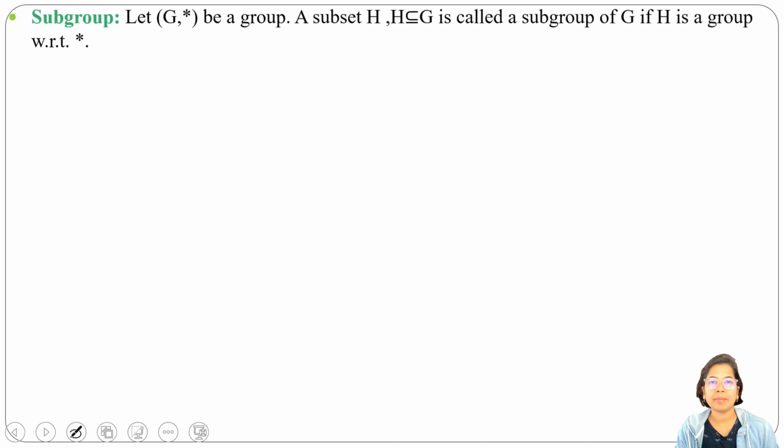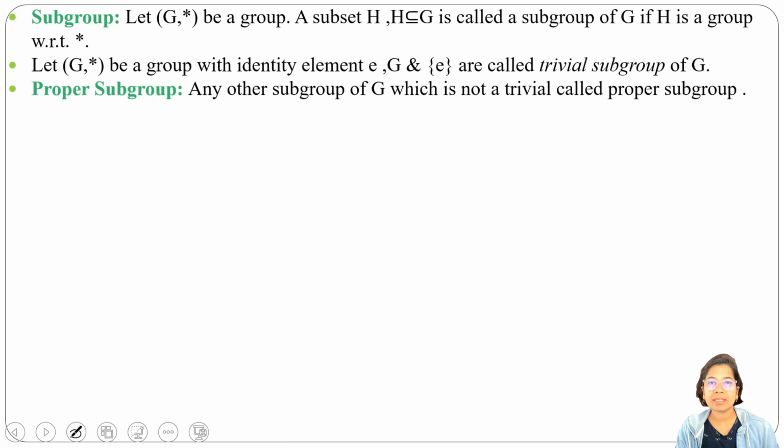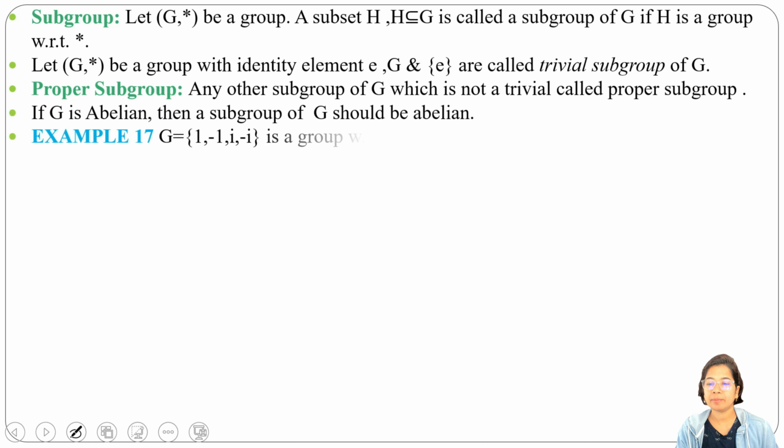The identity element and group itself are called the trivial subgroups, and the other subgroups without the trivial subgroups are called the proper subgroups. And if G is abelian, means a group with commutative property, then its subgroup is also abelian, means the subgroup also has the commutative property.